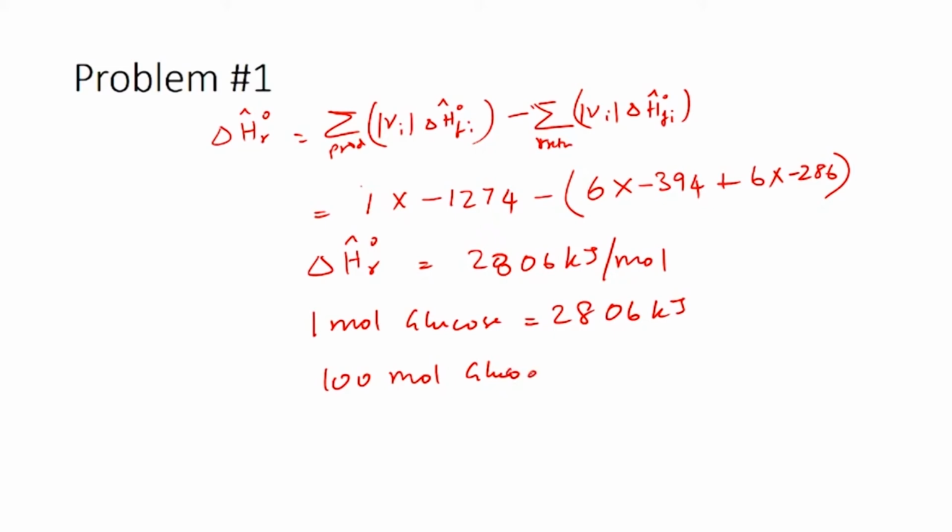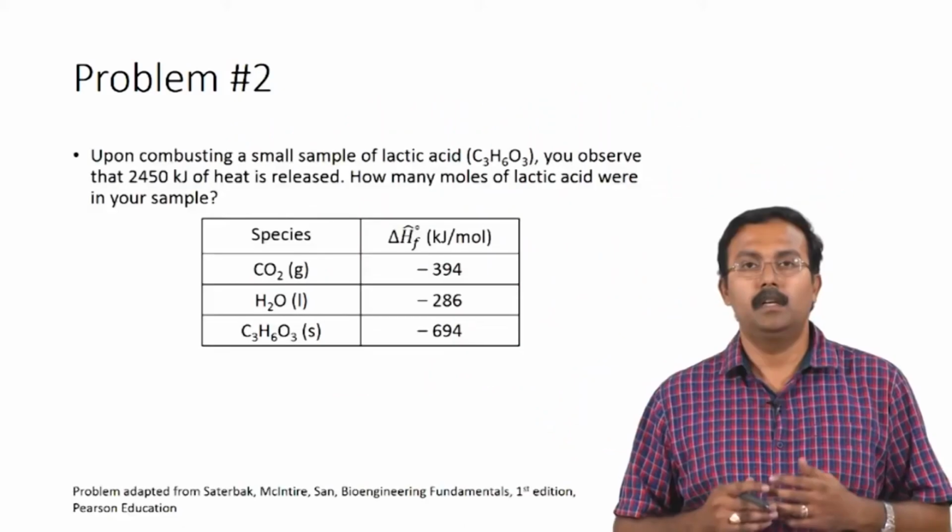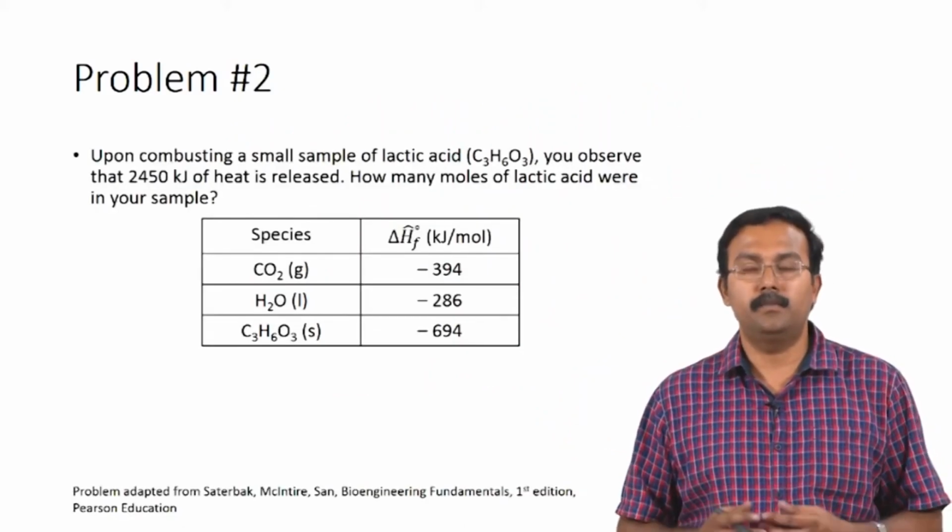So, we have been asked to calculate this for 100 moles of glucose. This would be 2806 times 100, which is equal to 281 megajoules. So, this would be roughly the total amount of change in enthalpy for the process where we produce 100 moles of glucose. Let us now look at a different problem.